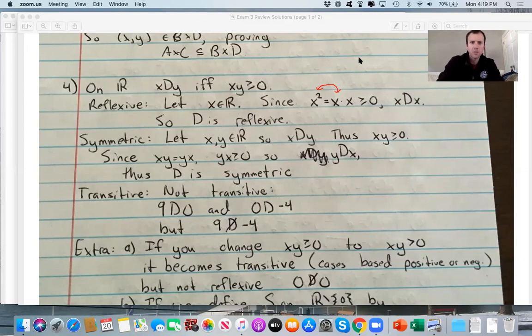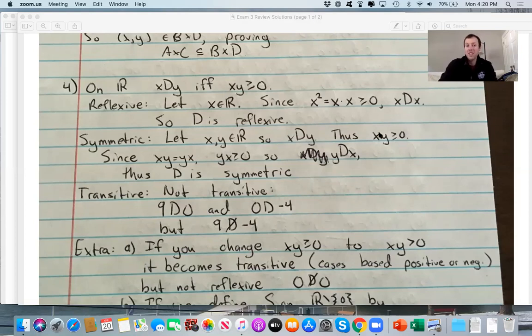Symmetric means take any two things and then assume that they are related, keeping track of the order in which they're related. So we take two numbers, x and y, and assume they're related. x is related to y. And in this proof, we have to keep track of the order in which we write things. So this means that x times y is greater than or equal to 0.